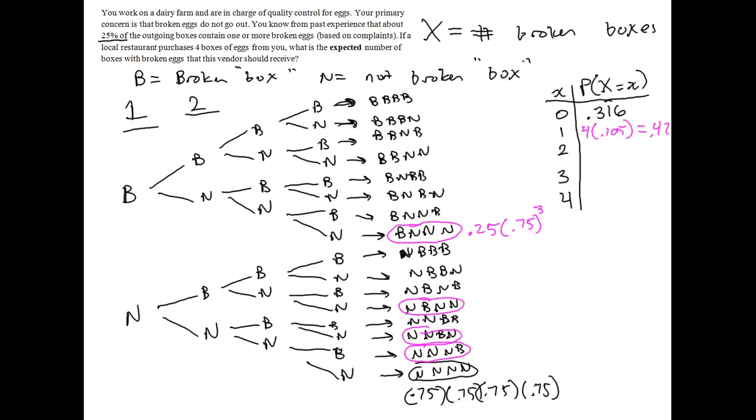Now we need to count situations where there are exactly 2 broken eggs. So now it has to be exactly, it can't be 2 or more. We're looking for exactly 2 broken eggs. There's another one, there's another one, there's another one, there's another one, and there's another one. That's 1, 2, 3, 4, 5, 6. So since these all 6 should have the same probability, I can pick any one.